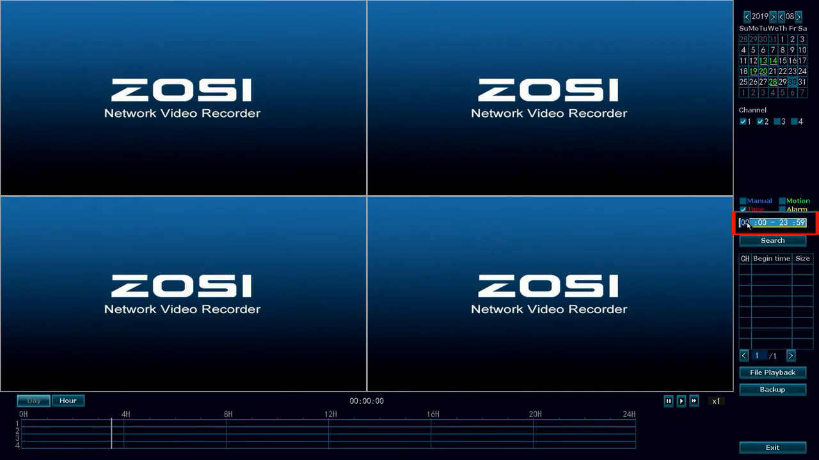We can determine the specific time we'd like to search for by using the menu above the search bar. We're going to search between 3:30 and 4 o'clock. And we can begin playing that footage right away by double-clicking on the date we wish to search.